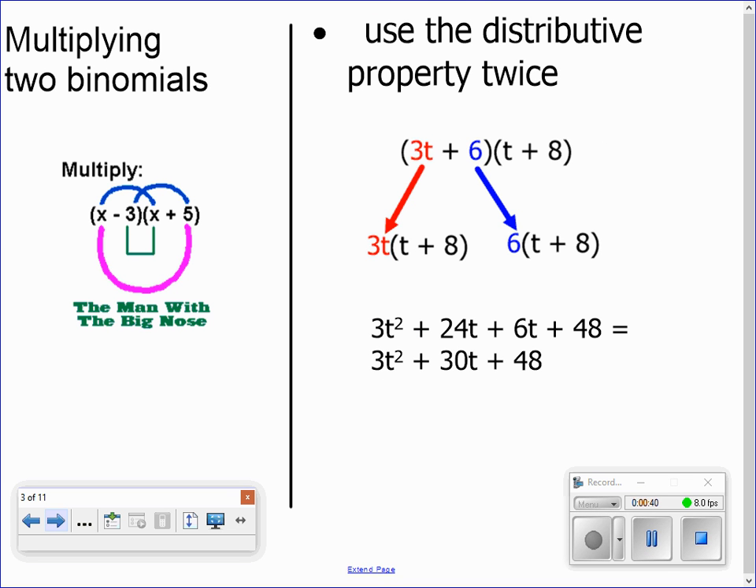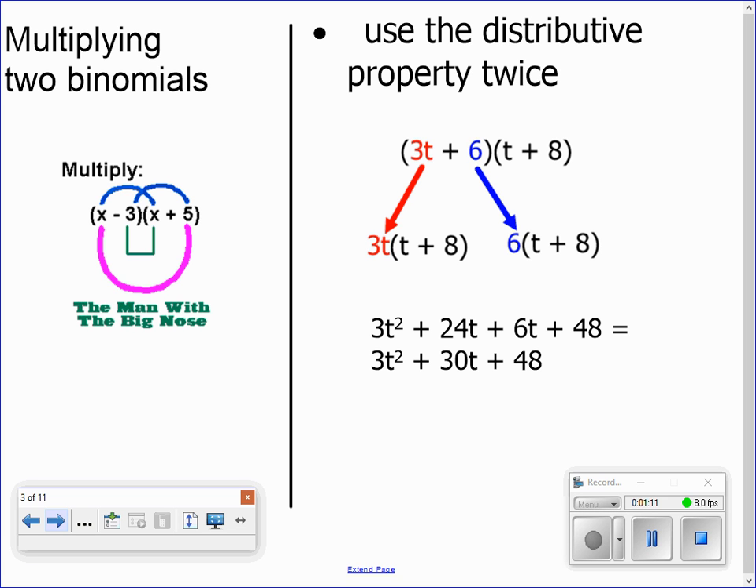When we multiply two binomials, we use the distributive property twice. So we take the first binomial and we split it up and we multiply it to the second binomial twice. So we multiply the first term to the second binomial and we multiply the second term to the second binomial. And then we combine them. So when we have 3t plus 6 times t plus 8, the 3t and the 6 get split apart. So we have 3t times t plus 8 and 6 times t plus 8.